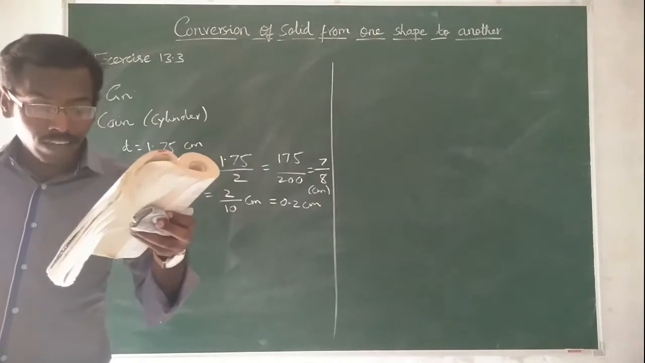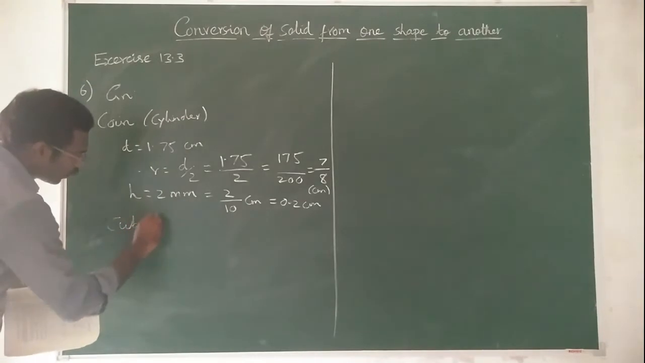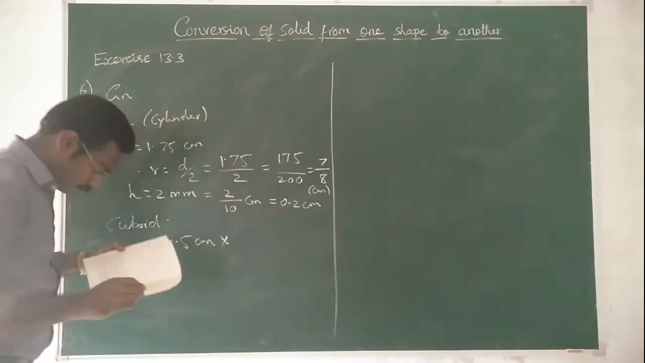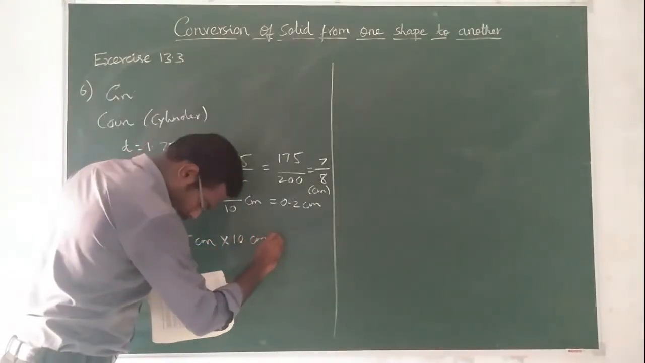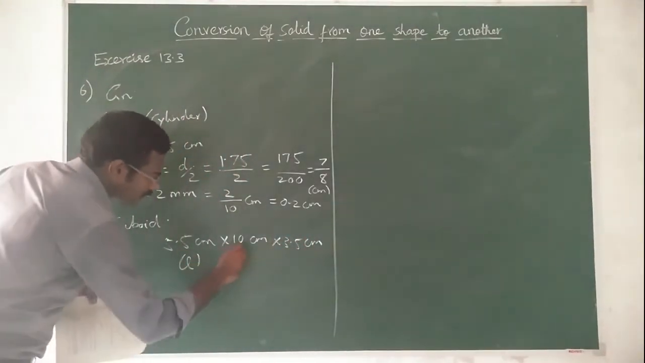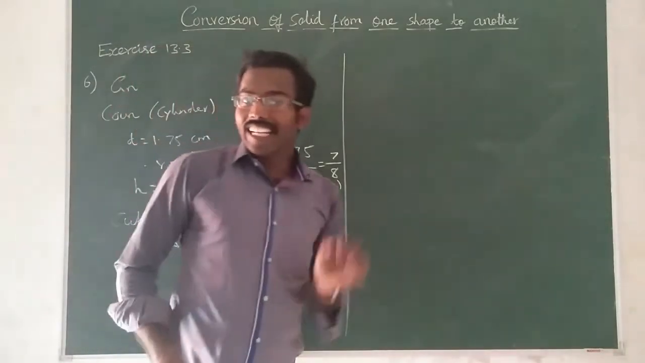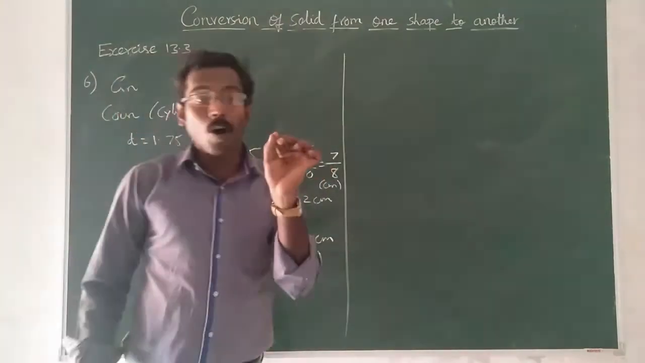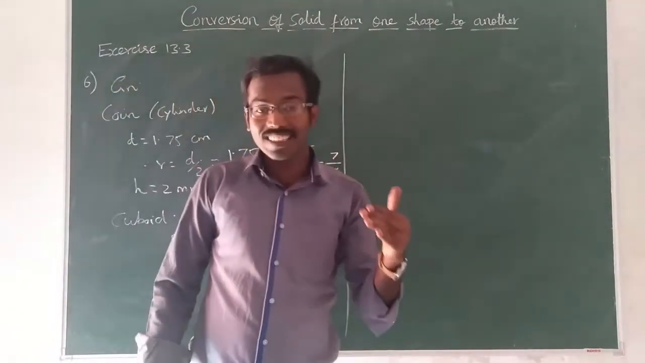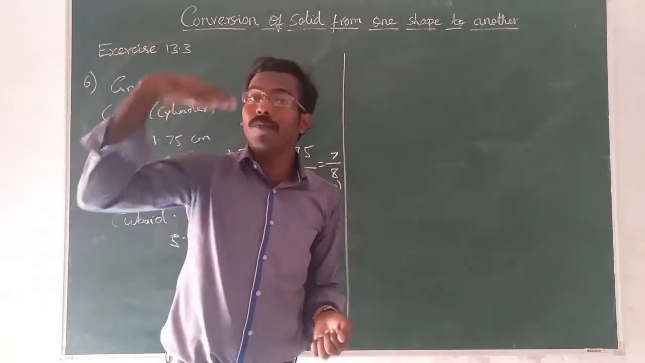Now this is converted into a cuboid. Cuboid dimension is given as 5.5 centimeter into 10 centimeter into 3.5 centimeter. That means this is the length, this is the breadth and this is the height. This is the given data. Listen children, in the question it is given how many coins are melted to form the cuboid, which means there are more than one coin, that is there are n number of coins. See, n number of coins are melted to form a cuboid shape.